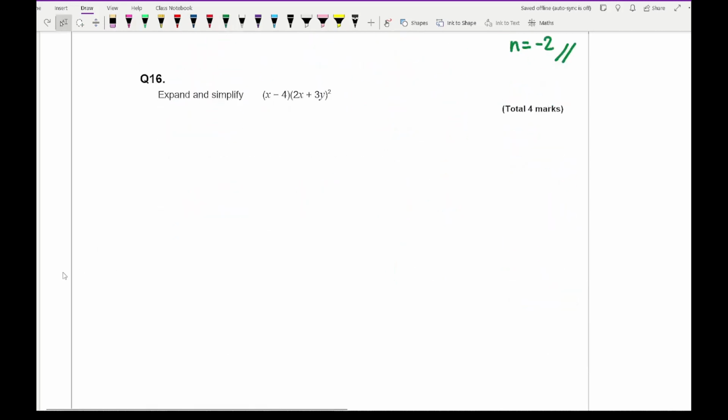With question 16 it says expand and simplify. So this here is a triple bracket question. Looking at this question, we've got to remember that this is a double bracket. So it's x minus 4 and then 2x plus 3y, 2x plus 3y.